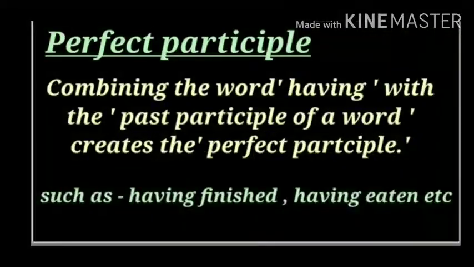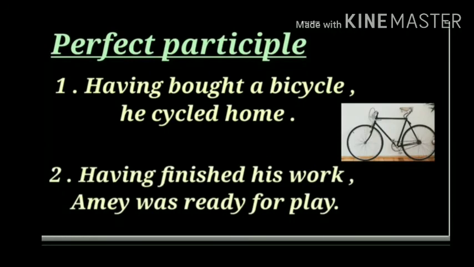Now the third type of participle is perfect participle. Combining the word having with the past participle of a word creates the perfect participle. So what we do in perfect participle, we add having with the word, such as having finished, having eaten, etc. Examples are, having bought a bicycle, he cycled home. Here we are using having in perfect participle. Having finished his work, Amy was ready to play. So here also we are using having in perfect participle.